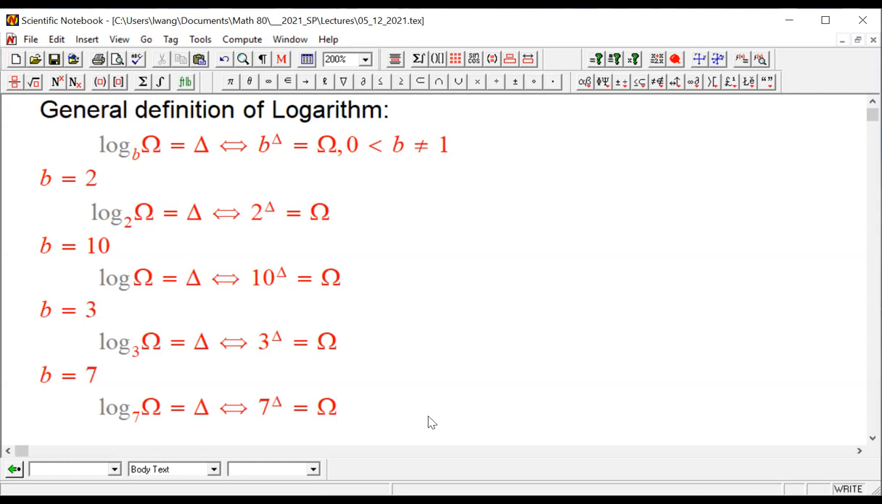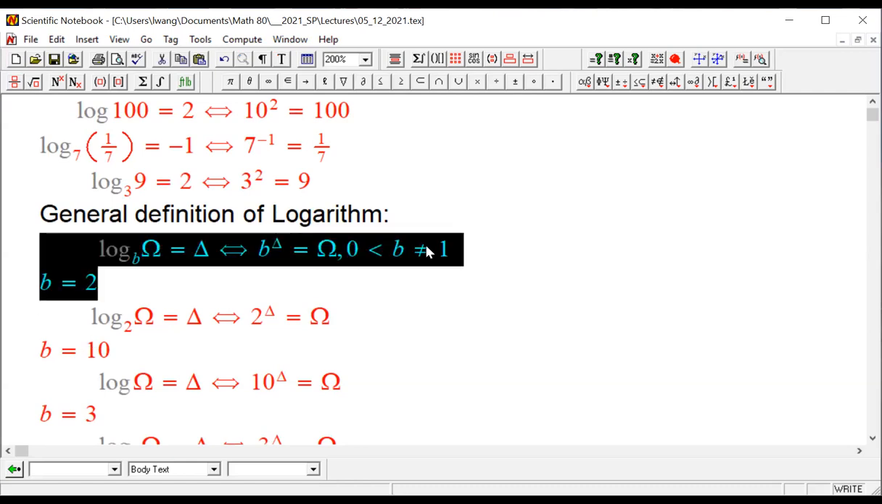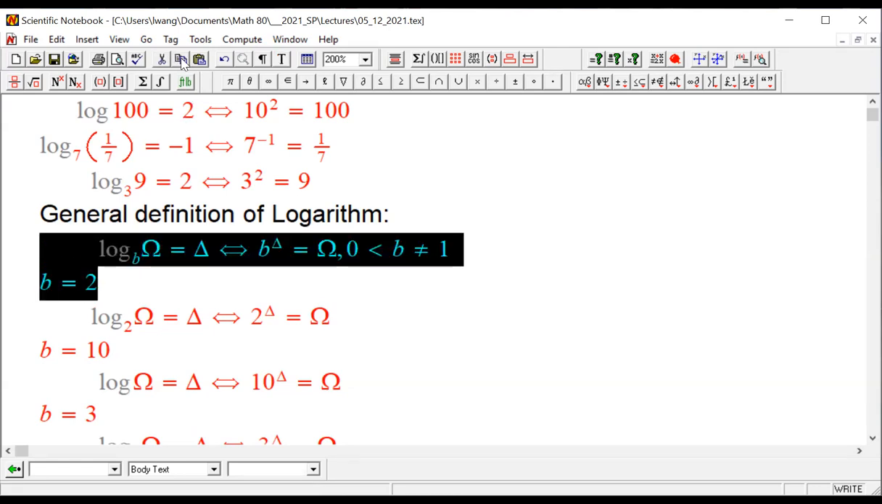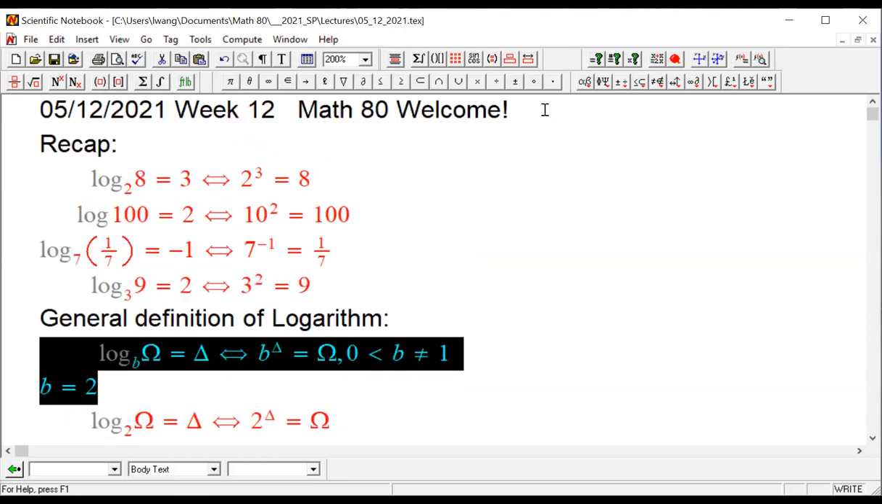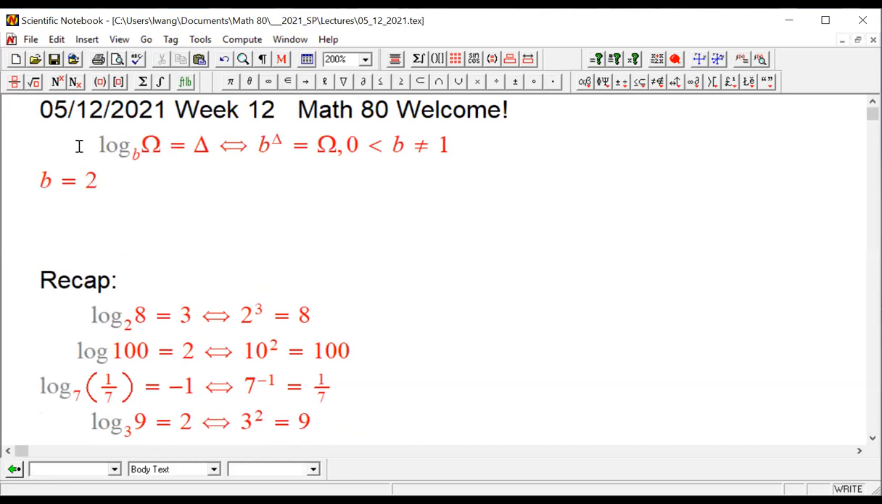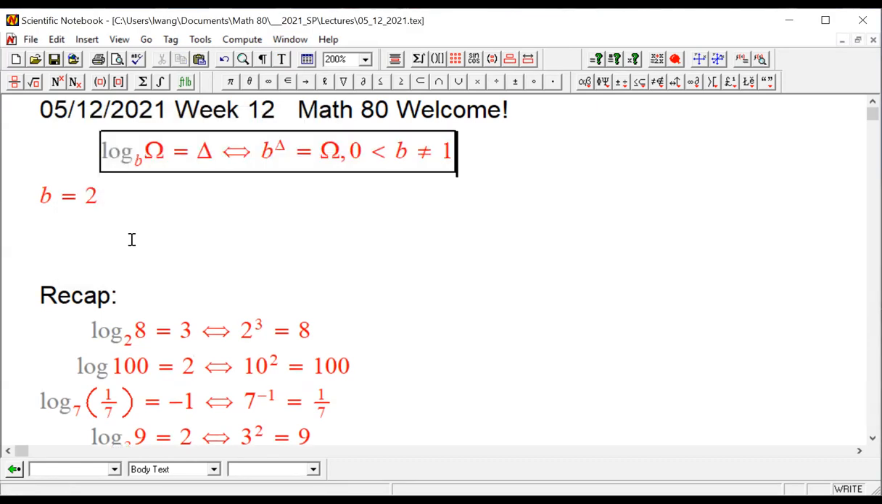Okay. Recall what we did with base 2. So now we have this general definition, as it will apply to all of the situations we have studied. Right? So this is the general definition. This is the most important thing. So the base we study is 2 and so on and so forth, right?